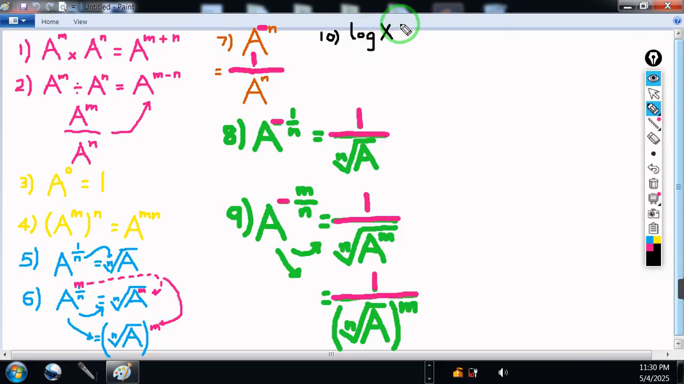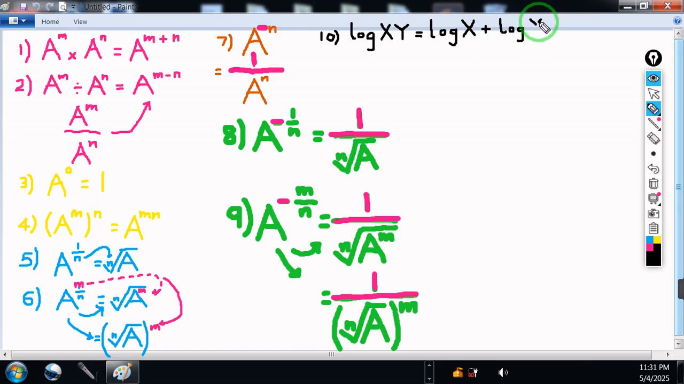Log of X, Y. That means there's a times in between there. So the answer is very straightforward. It's equal to log, take the first quantity, which is x, and then plus log of the second quantity, which is the y. 100% correct.